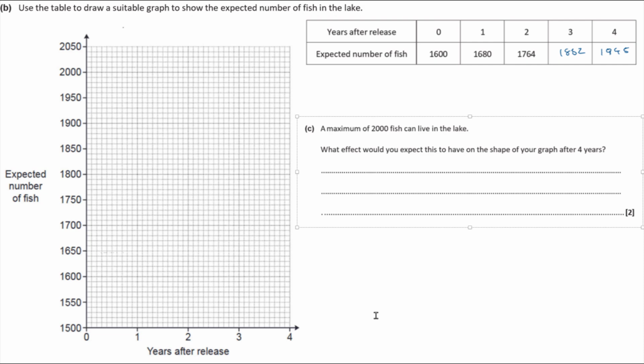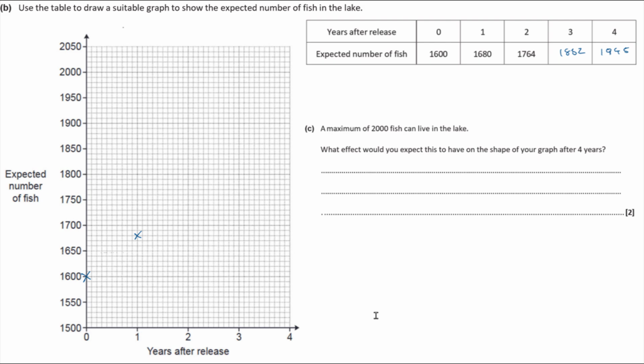Okay, so 0 goes within that 1,600. That was the starting population. Goes here, look. And then the next one, in 1 year, it was 1,680. And now notice there are 5 divisions between 1,650 and 1,700. So each one of those divisions is going to have to be 10, isn't it? 50, 60, 70, 80, 90, and then the next one up. Okay, so 1680 is going to be 3 little squares up from 1650. It's going to be there.